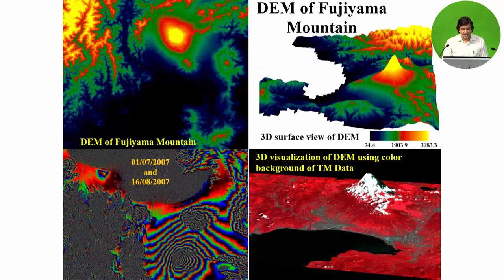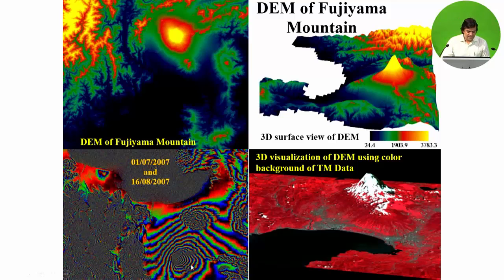Now there are two examples. One is the Fujiyama mountain, and another example we will see is the Dune Valley. Here the ALOS PALSAR dual polarimetric combination of the data set was used. Both the data sets were collected in the repeat pass mode, in the interferometric mode. One was collected on 1st July 2007 and the other on 16th August 2007.